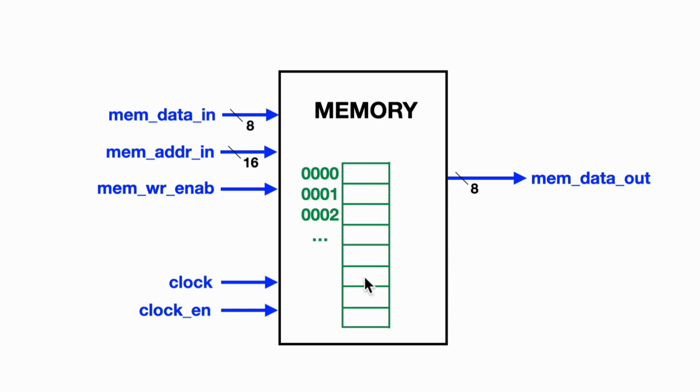We can also update the memory module, so we've got a clock and clock enable signal going in. Whenever we want to update the memory, we need to raise the write enable signal here. At the same time, we would supply the address of the byte we want to update, as well as the new value to store into that byte. So then the memory would be updated on the rising edge of the clock.